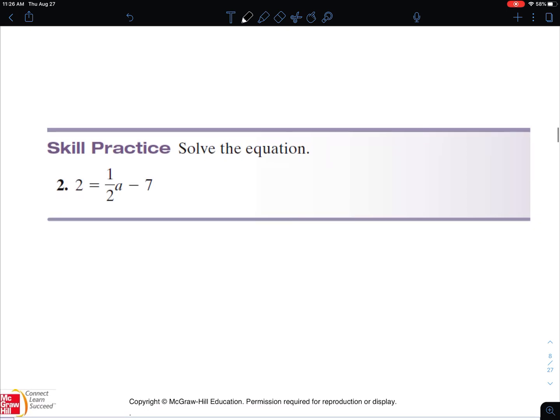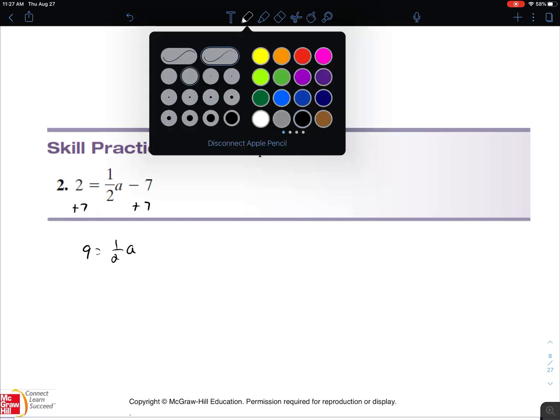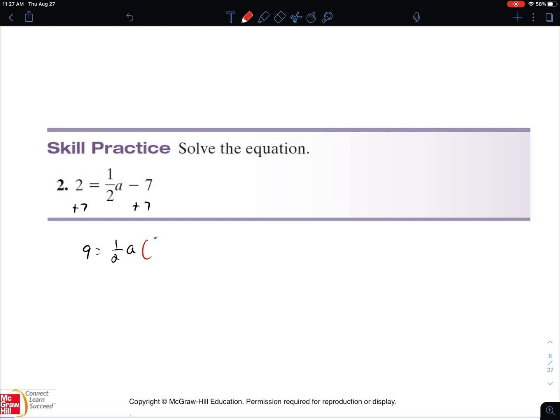Here we're going to do the same thing. We're going to add 7 to both sides, so I get 9 is equal to 1/2 a. Since my coefficient is a fraction, I'm going to multiply by the reciprocal. And so here I end up with a. Then 9 times 2 is 18. 18 over 1 is 18.